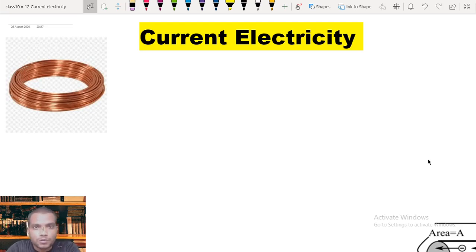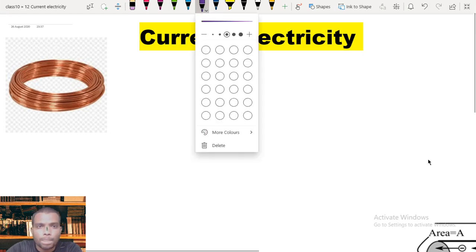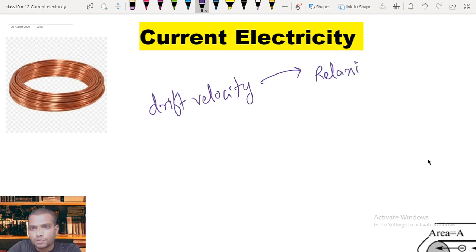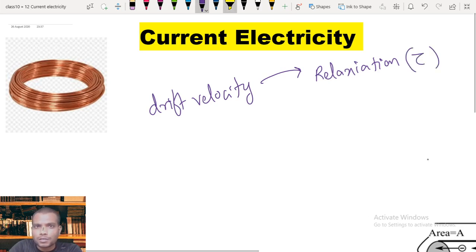Last class I discussed drift velocity. To discuss drift velocity, we discussed relaxation time. Relaxation time is represented as tau. According to the definition, relaxation time is the time taken between two successive collisions. The time taken between two successive collisions is known as relaxation time.